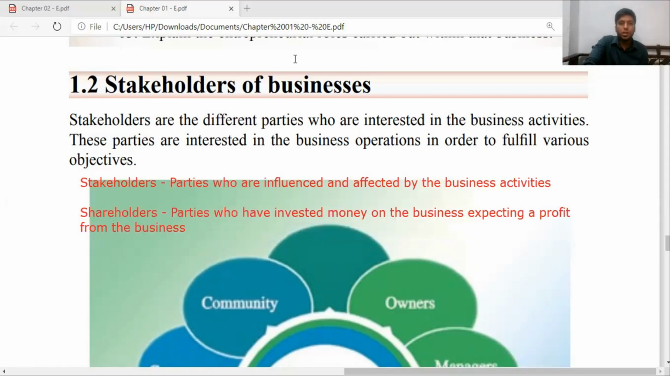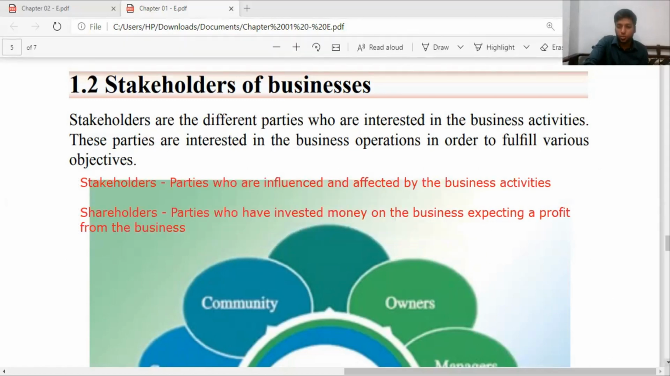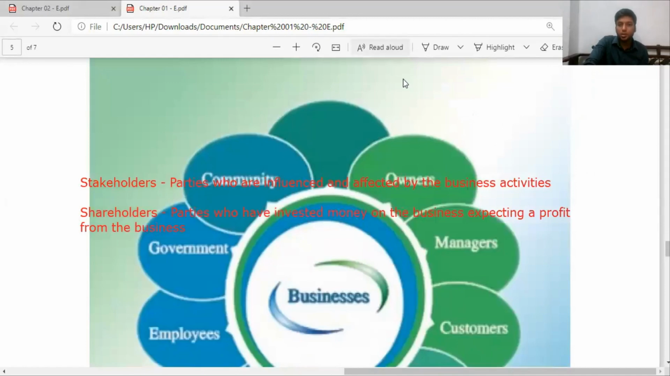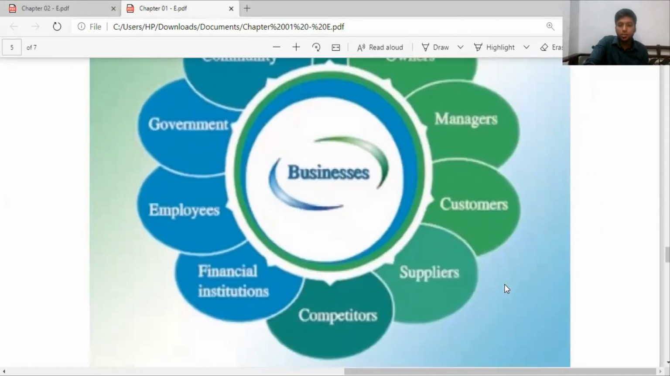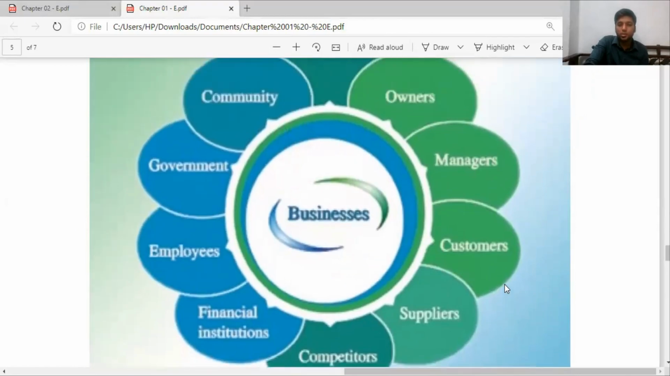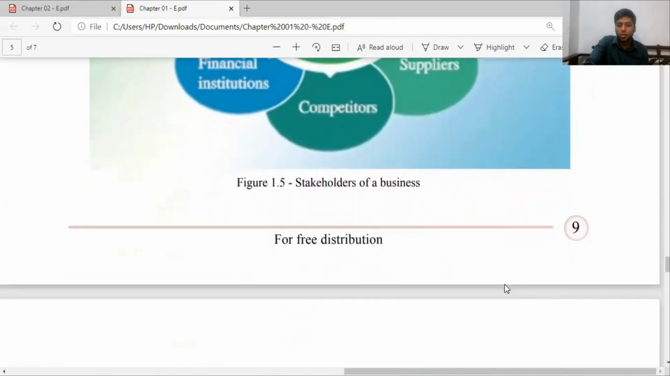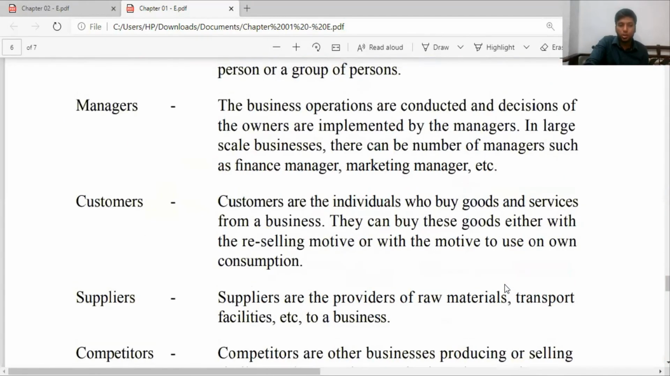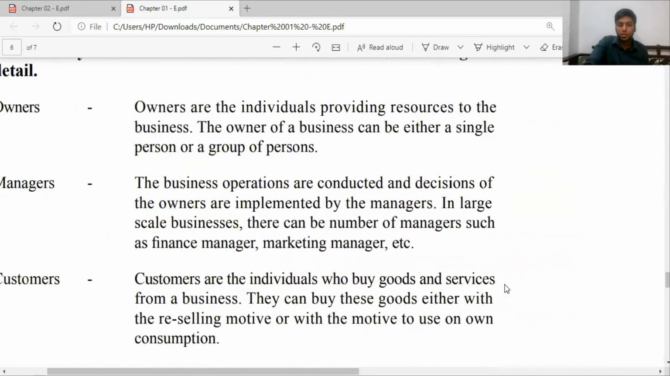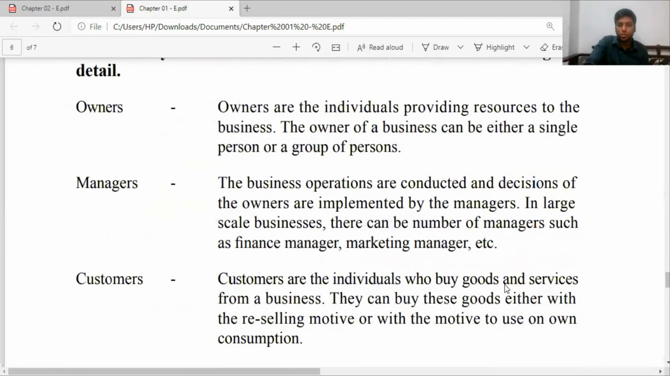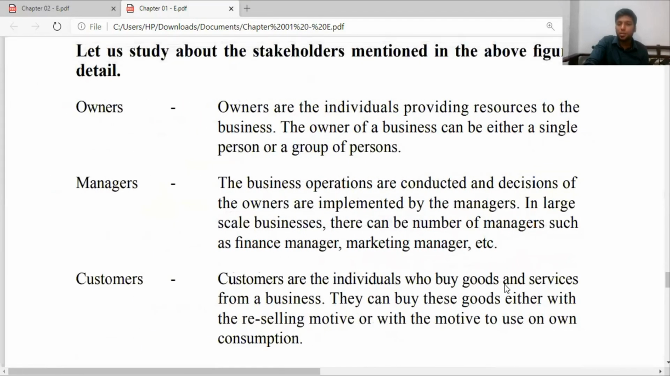So let me move on to the next content I want to discuss with you. It says: community, owners, managers, customers, suppliers, competitors, financial institutions, employees, government. So these are all the people who are getting affected by a business. Let me move on to their meaning. I don't want to go very deep, but just remember these are not terms which can be tested on paper. Who are owners?